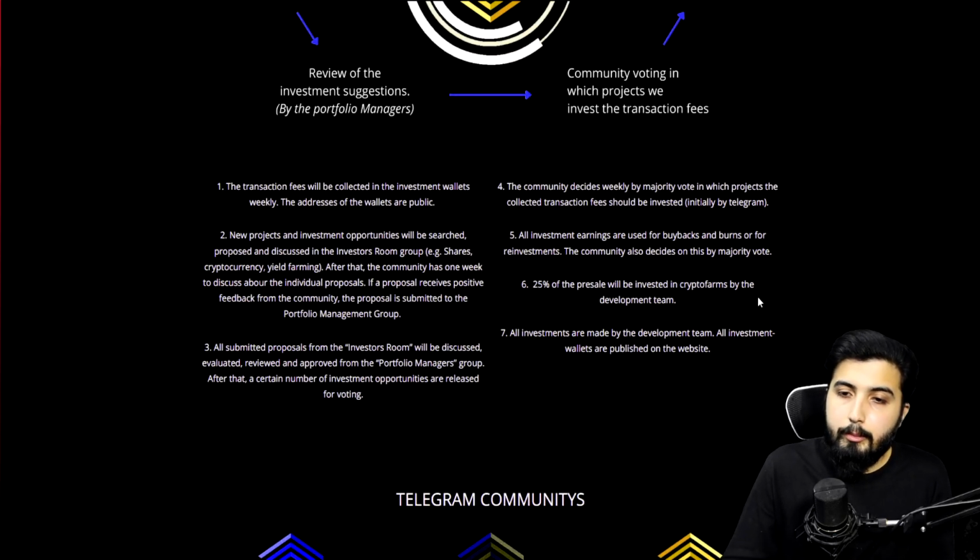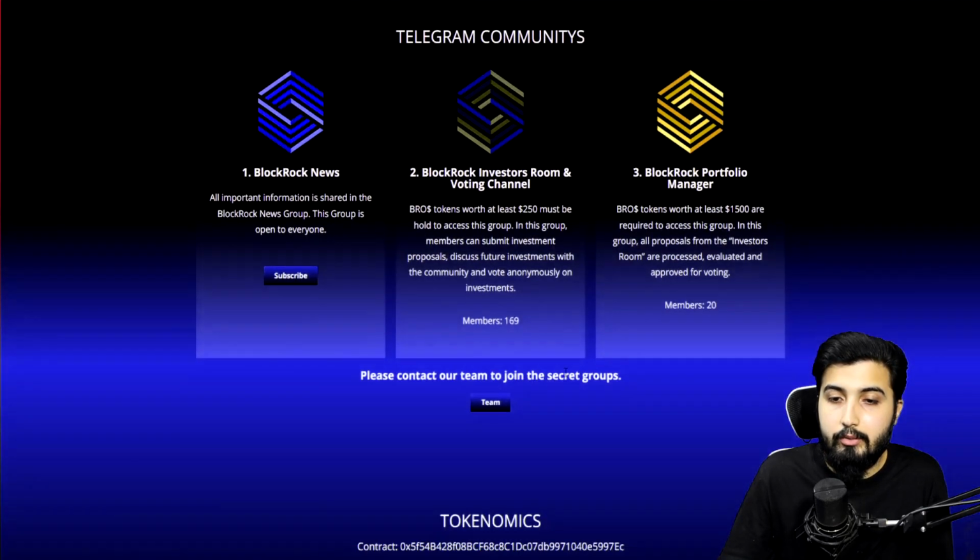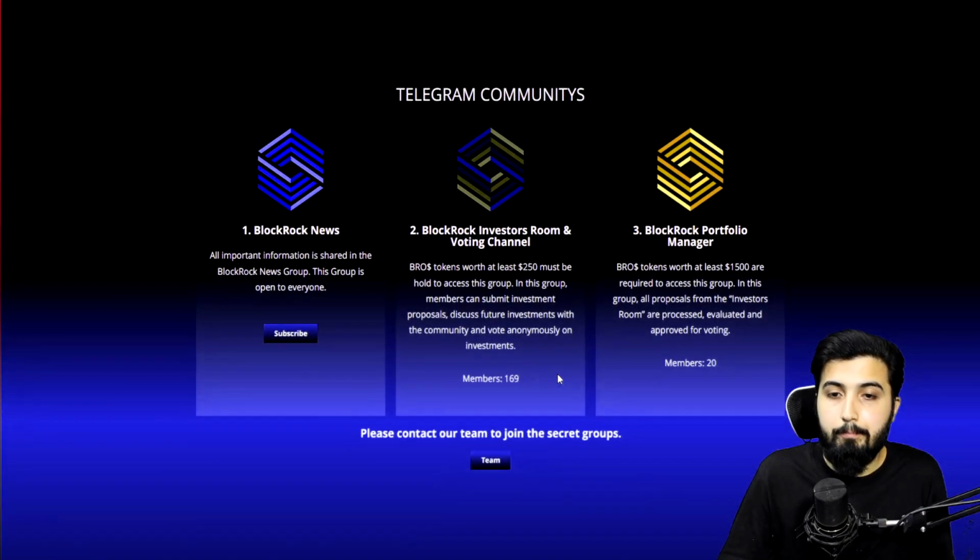And it says 25% of the pre-sale will be invested in crypto farms by the development team. All investments are made by the development team. All investment wallets are published on the website. Now, let's take a look at what amount of tokens you have to hold or invest in order to become a portfolio manager and so forth.